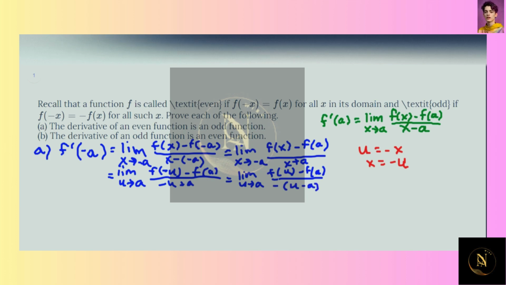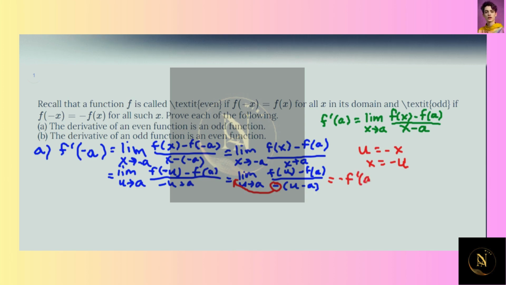This is an important part, because this negative can be factored out of the limit. So what is remaining? We have the limit as u approaches a of f of u minus f of a over u minus a. If this looks familiar, it is. It is the definition of the derivative. So what we have concluded here is that this is exactly equal to negative, since the negative was factored out, negative f prime of a.